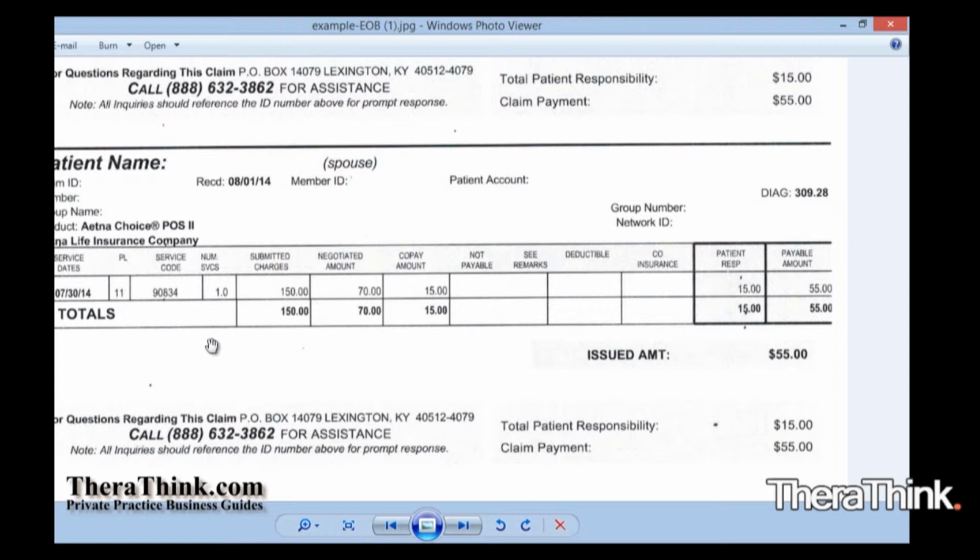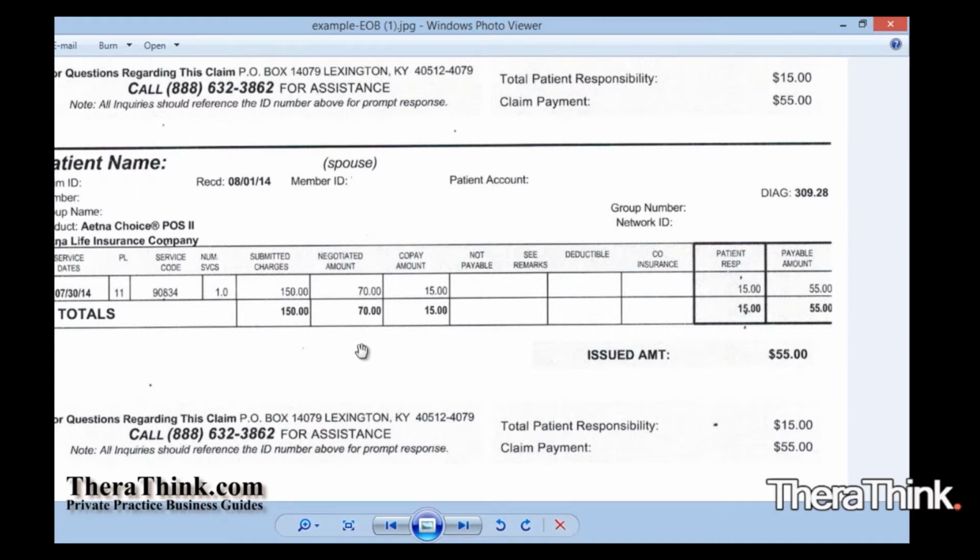We strongly recommend that you keep within the defaults for service codes, and 1 unit for 90834 is the default. The amount charged is $150. That's the full charge amount that you would charge a private pay client, and that is going to be set, and you're going to need to agree upon that amount in your contract with your insurance panel.